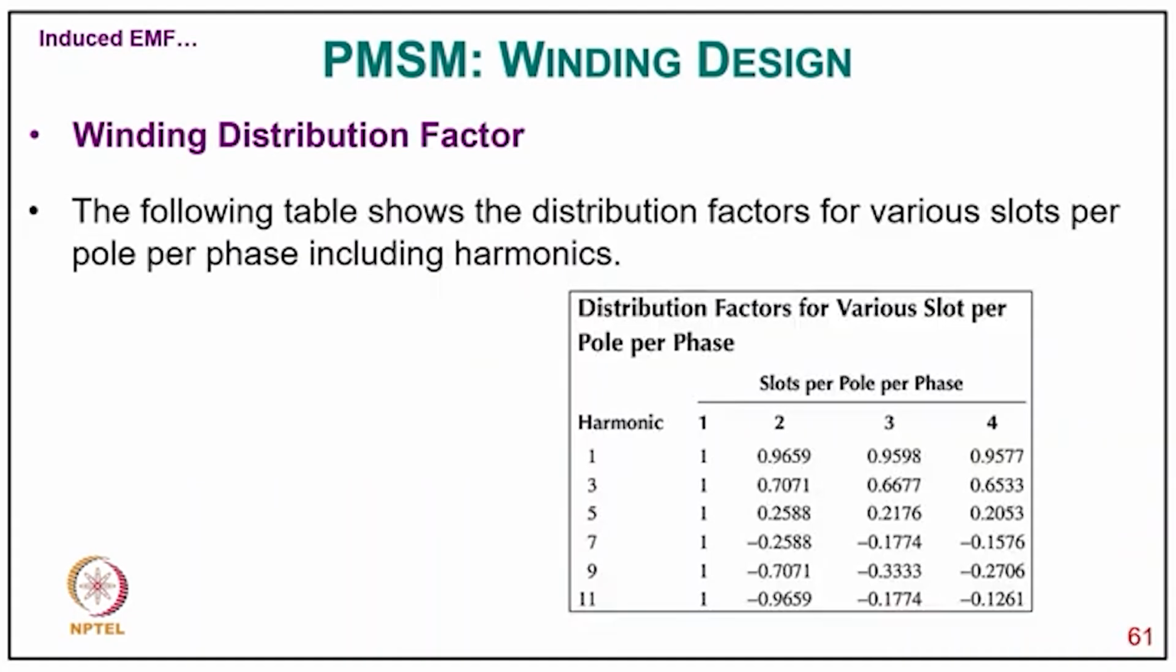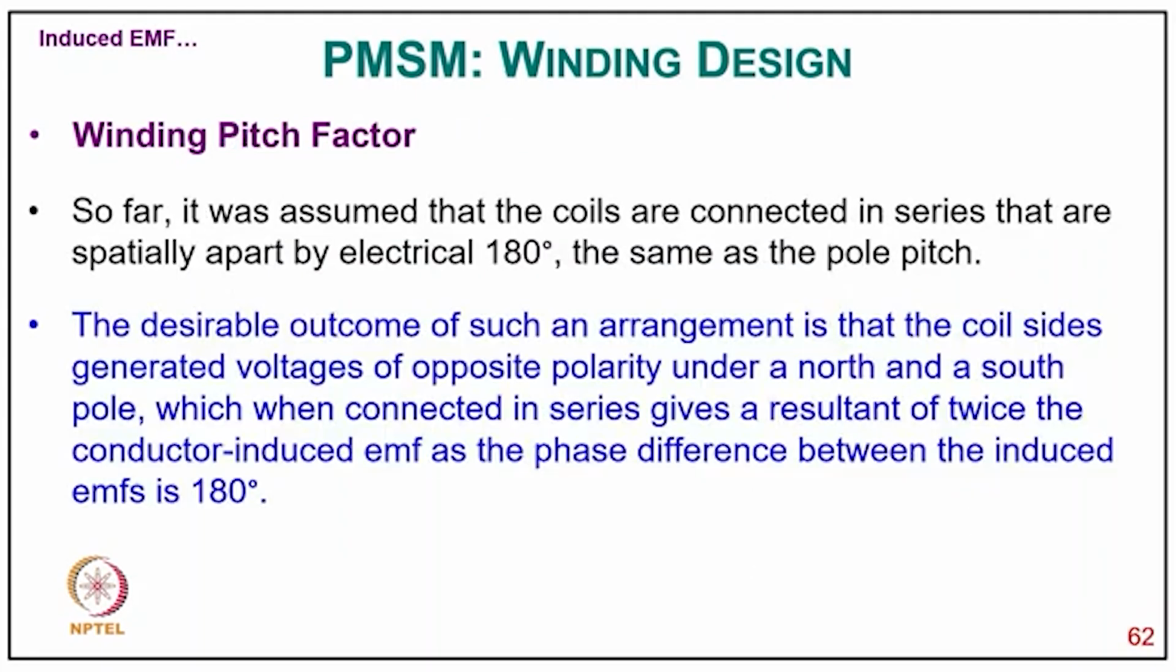Typically, the following table shows the distribution factor for various slots per pole per phase, including the harmonics, starting from 1 to 11. You will not have the even harmonics, only the odd ones: 1, 3, 5, 7, 9, 11. For slots per pole per phase equal to 1, you have a winding factor of certainly 1, but if you have 2, 3, then accordingly the winding factor changes. Of course, for the fundamental it is quite dominant, of the order of 0.9, more than 0.95 or so.